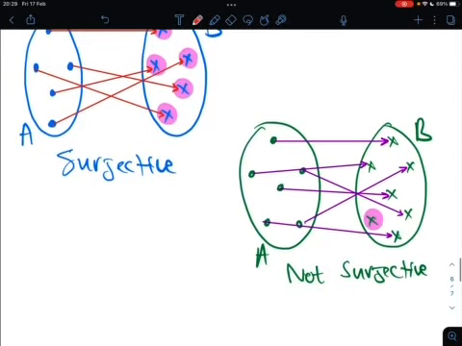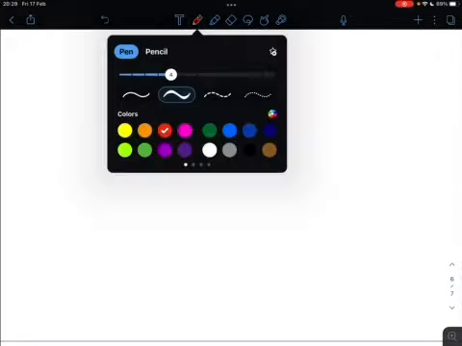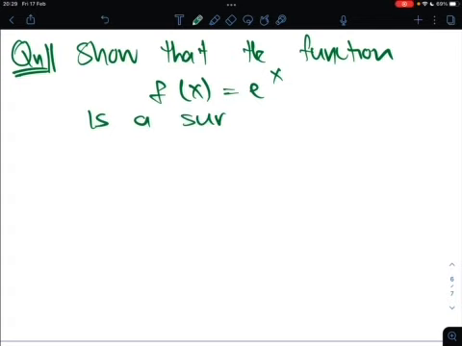Surjectivity is something that at first year level we don't care much about proving whether functions are surjective or not. You can survive quite well even if you do not know how to actually prove if a function is surjective. But what I'm going to do now is give a demo on how you can answer if you're asked a question like that. A typical question will be: show that the function f of x equals e to the x is a surjection.